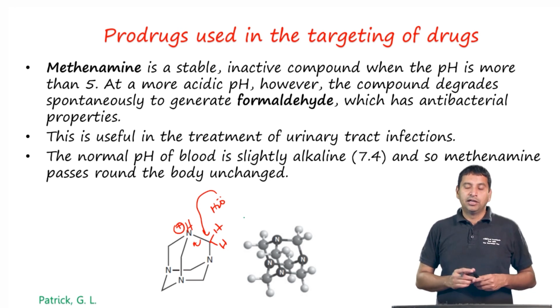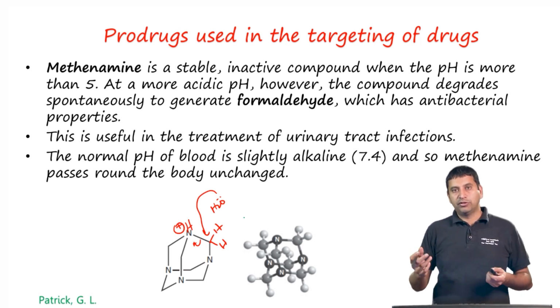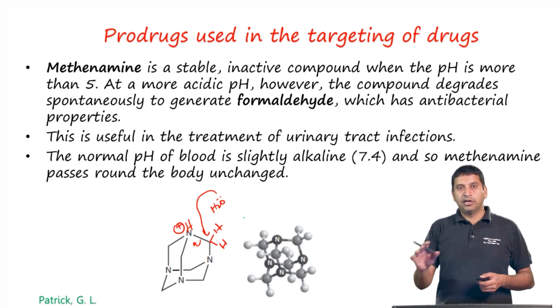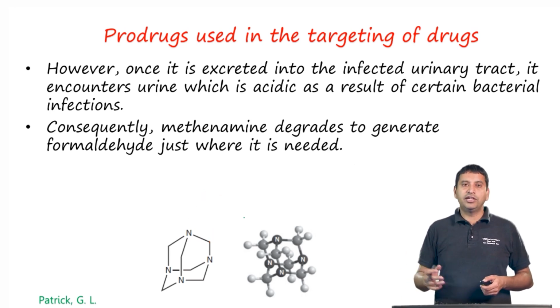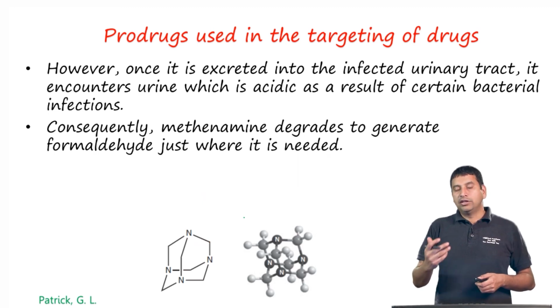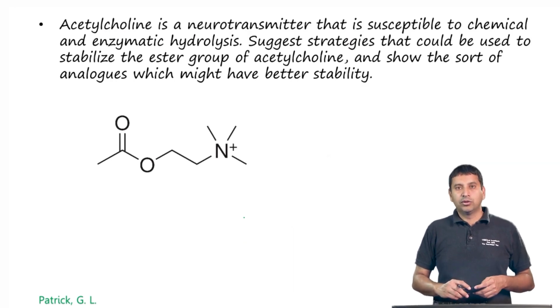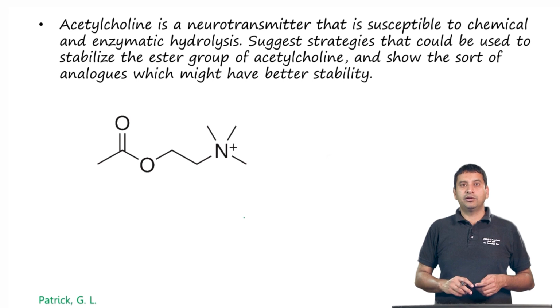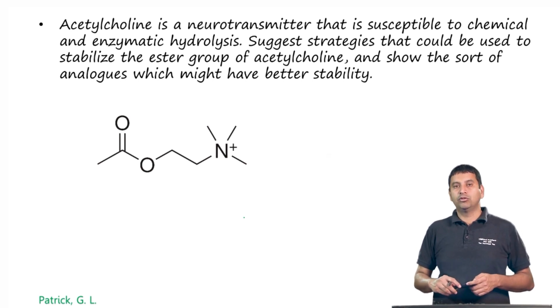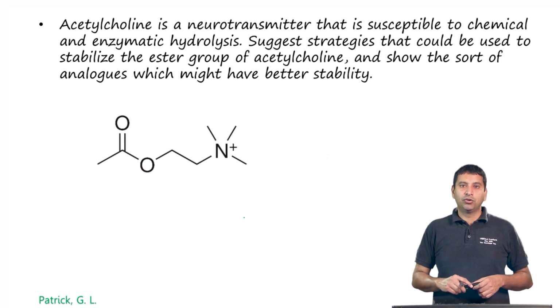But the beauty of this molecule is that in the normal pH of the blood, which is 7.4, this passes around pretty much unchanged. But once it reaches the urinary tract where the pH is quite low, it degrades to generate formaldehyde, which has antibacterial properties. The next question: acetylcholine is a neurotransmitter that is susceptible to chemical and enzymatic hydrolysis. Suggest strategies that could be used to stabilize the ester group of acetylcholine and show the sort of analogues which might have better stability. Okay.